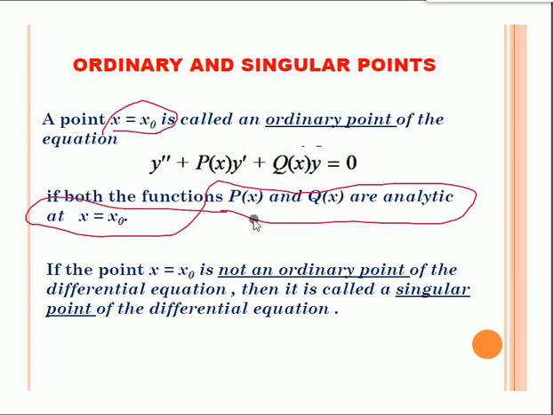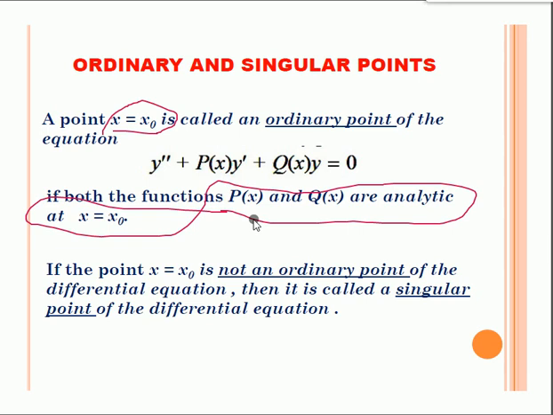Then we say that p of x and q of x are this ordinary point. That means we say that x equal to x naught is the ordinary point if p of x and q of x are analytic functions. I already explained what is the meaning of analytic function. I hope it is clear.